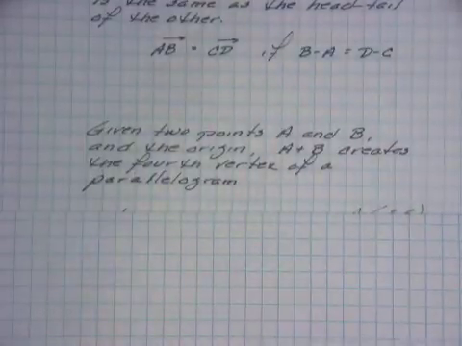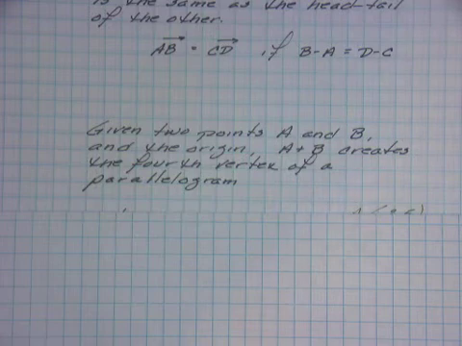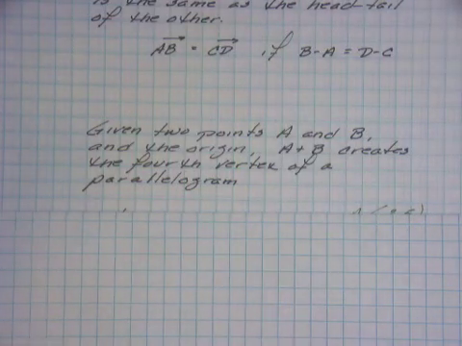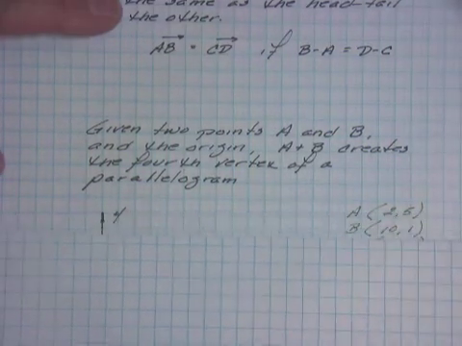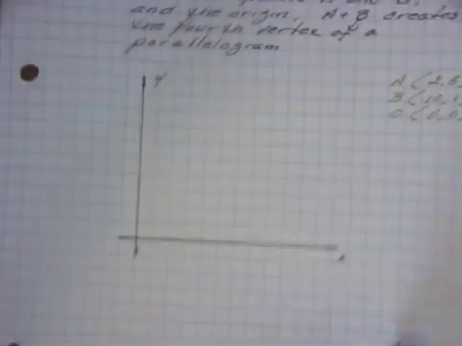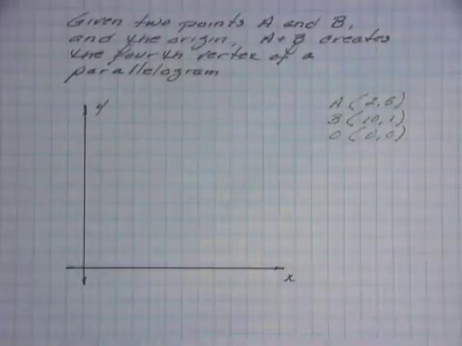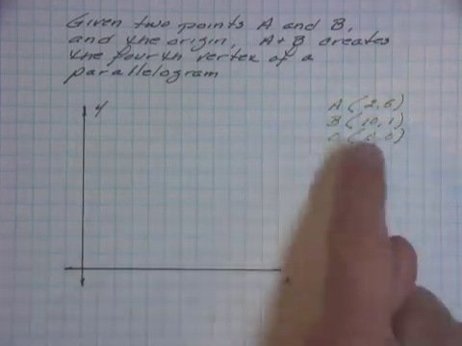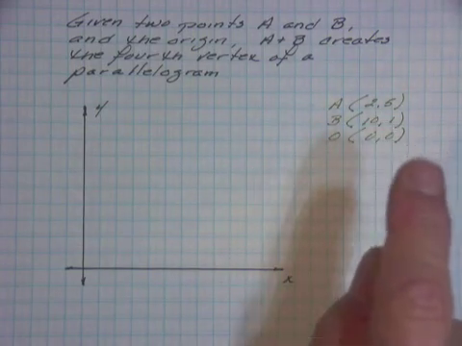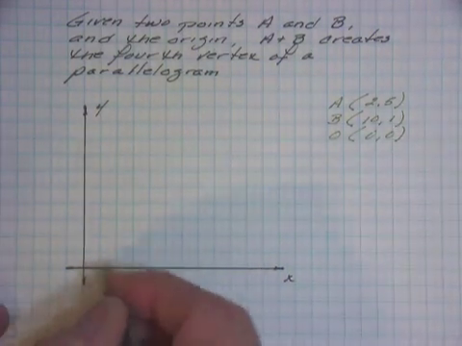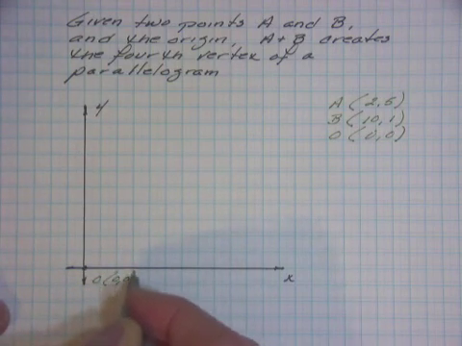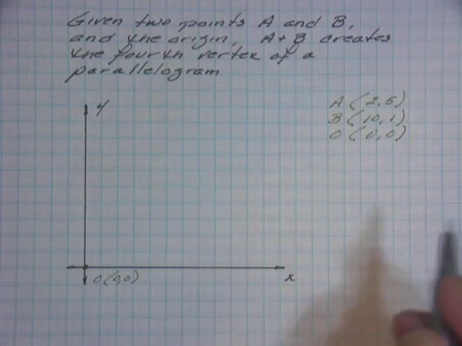So, given 2 points, A and B, and the origin, the point A plus B creates the fourth vertex of a parallelogram. Now, normally in class I would have you do this on your own, but we're not in class. So I've got this quadrant 1 set up, and I've got the points A at 2, 5, B at 10, 1, and the origin. All right, so let's put a dot at the origin. That's easy enough to find. There's point O at 0, 0.